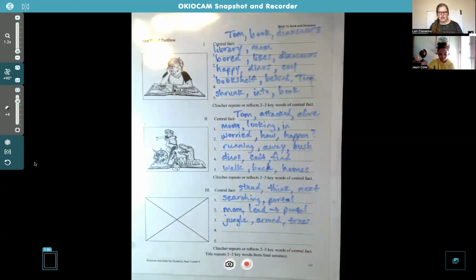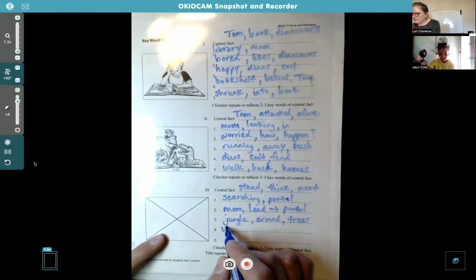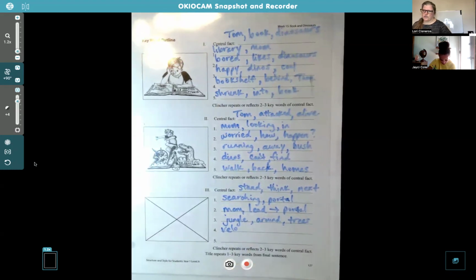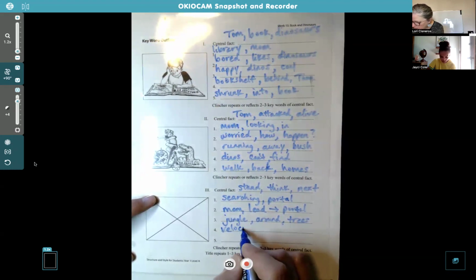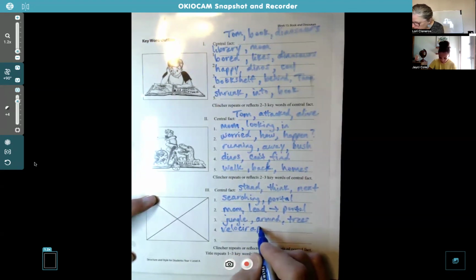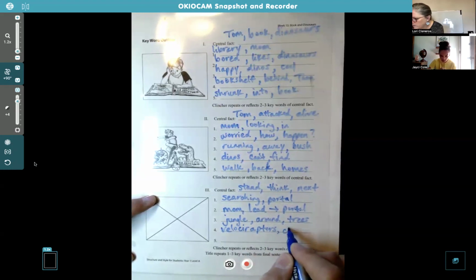Does anything happen in the meantime? Are there other dinosaurs there? Yeah, maybe there's velociraptors. I think that's what they're called. They might be chasing him. Yes. Velociraptors. I think it's a C. Wait, hold on. Let me look. Velociraptors. Yes, it's a C. Velociraptors. Chasing Tom.